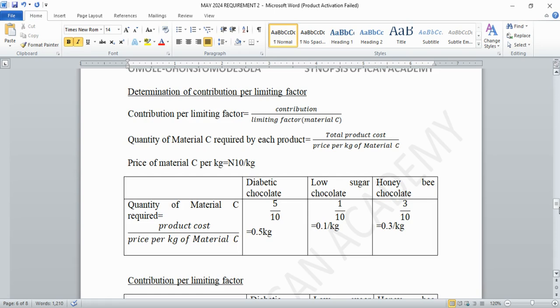So I will now look at it based on these 3 books I have, book A, book B, book C. I've calculated the contribution. I've seen that one book is giving me 300 naira, the highest contribution. Now, as per the limiting factor, considering the shortage I have, which one will give me the highest income? That's the one I will produce first.